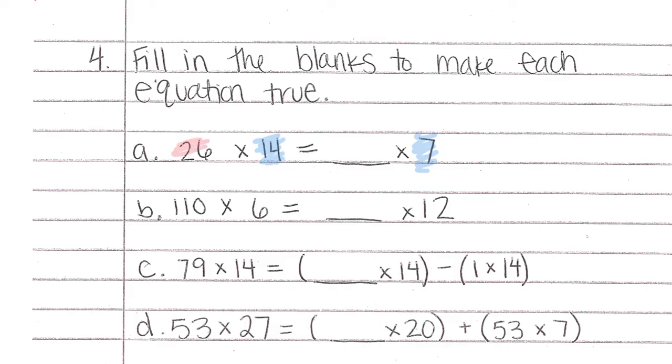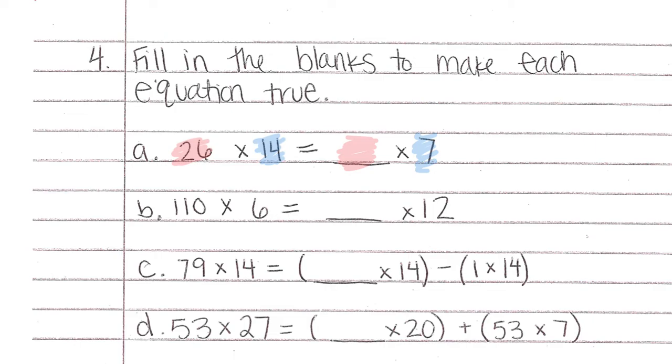So like 26 is the first number. They left the first number blank. They're going to be related to each other too. So I've color-coded them. The reds are the first numbers. The blues are the second numbers. See what the relationship between 14 and 7 is. Well, it looks like they cut 14 in half.